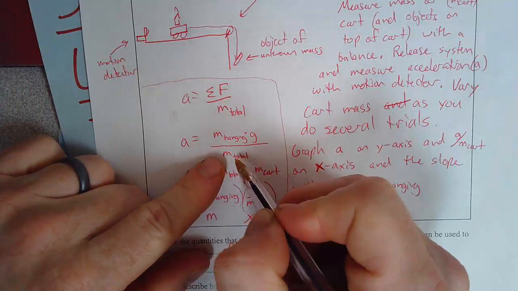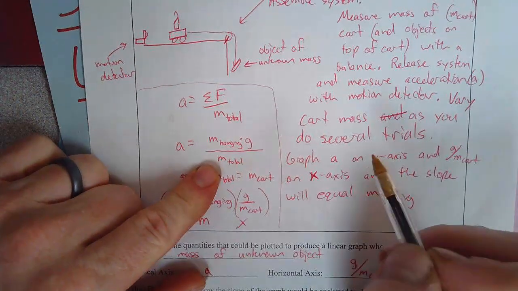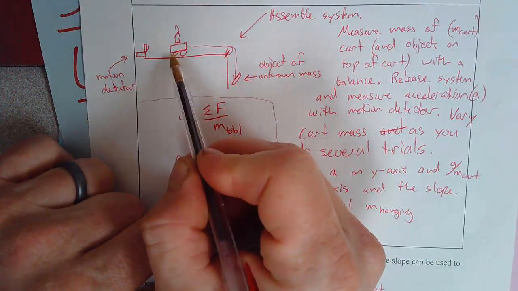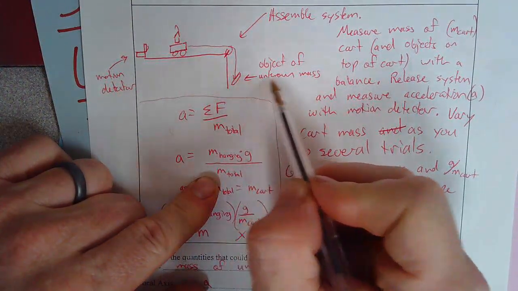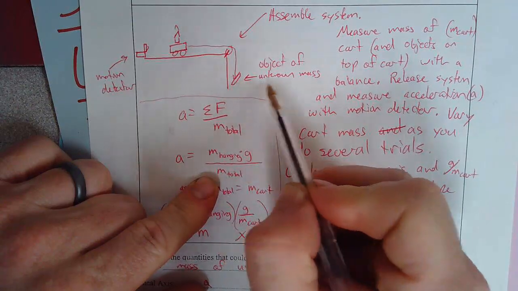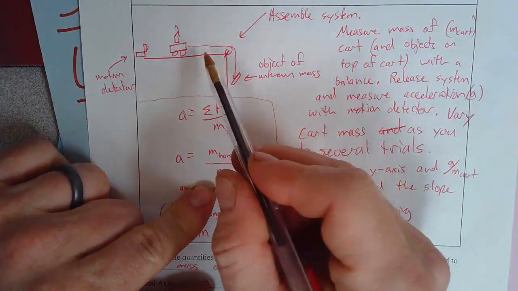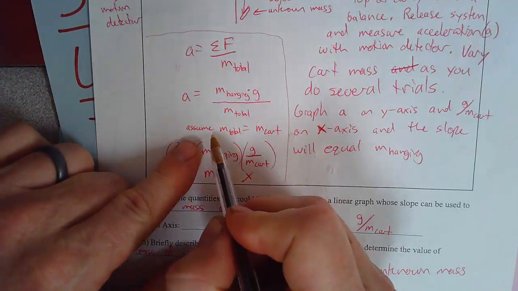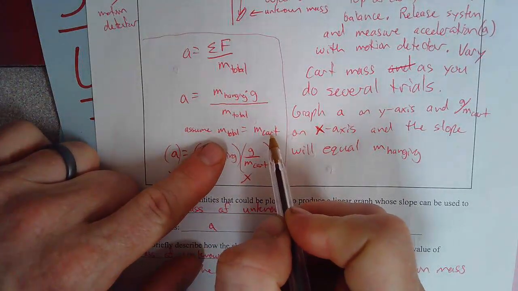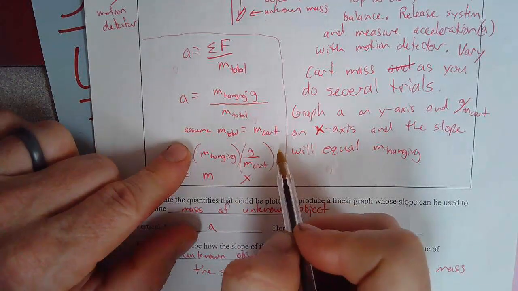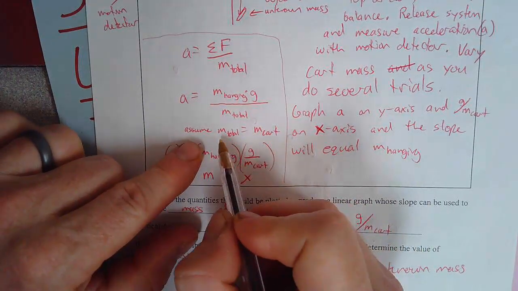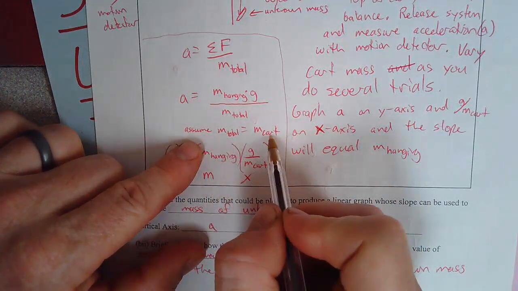And then the total mass is really close to the mass of the cart, because I told you in the lab to pick a light object, something that wasn't very heavy. So we're going to make this assumption that the total mass is just the mass of the cart. Now, I don't think this particular question would appear on the AP exam, because I don't think they would expect you to make that assumption.